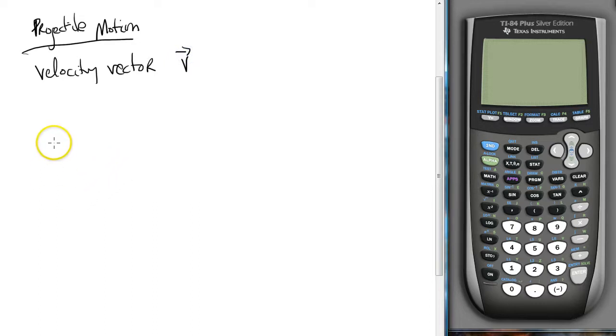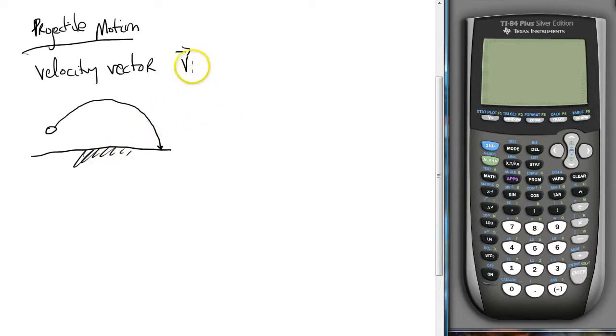So picture this scene. There's the ground, right? Let's say we're throwing a ball, and the ball's going to go up. Now, what happens when you throw a ball? It's going to go up, it arcs, and then it hits the ground. So we're going to write equations to model this throwing of the ball.